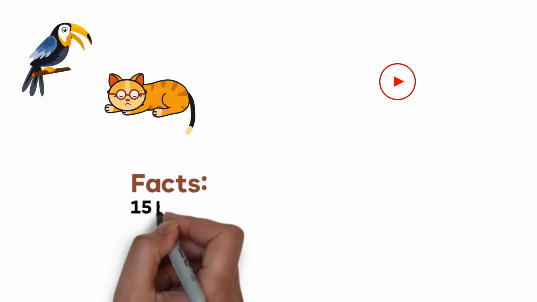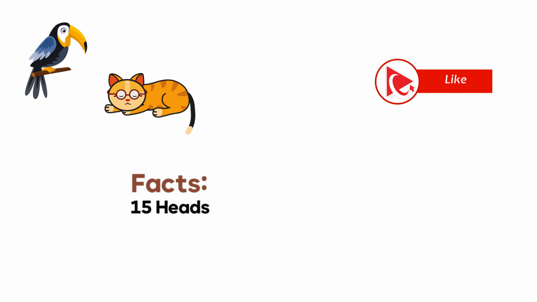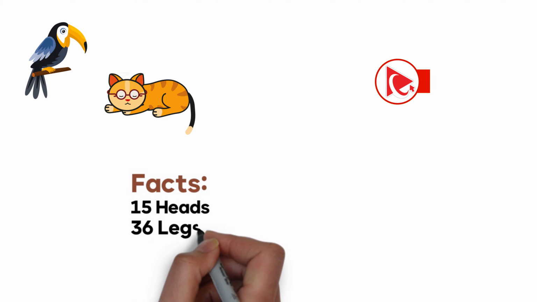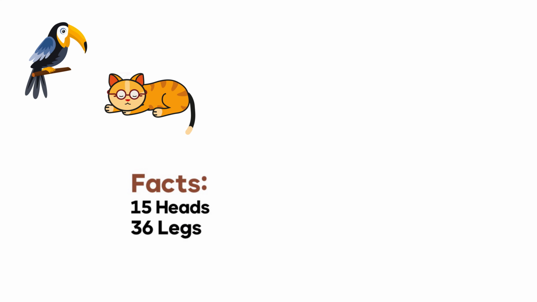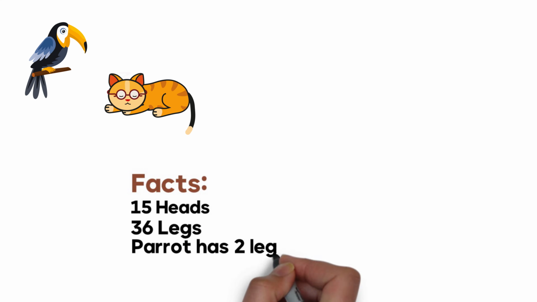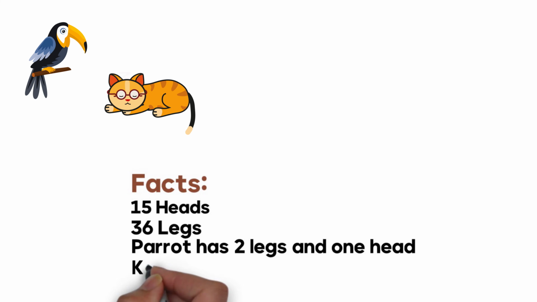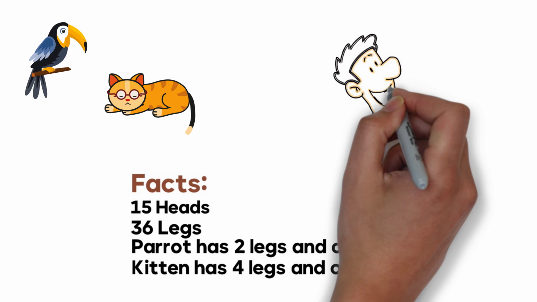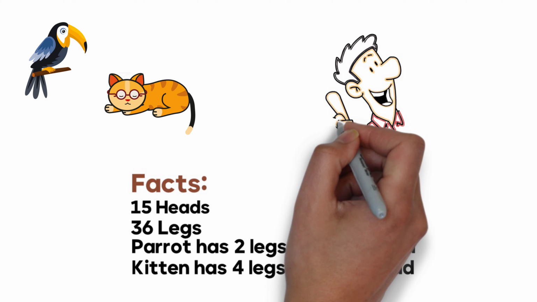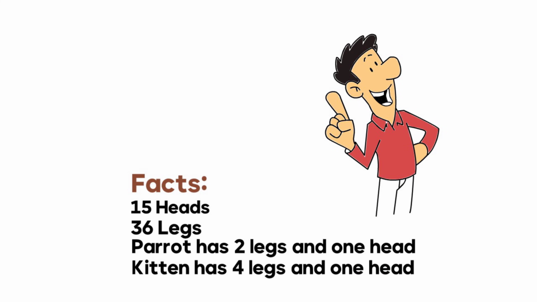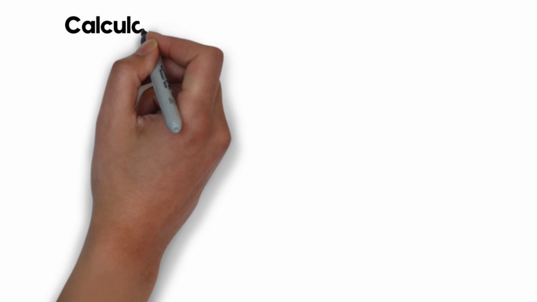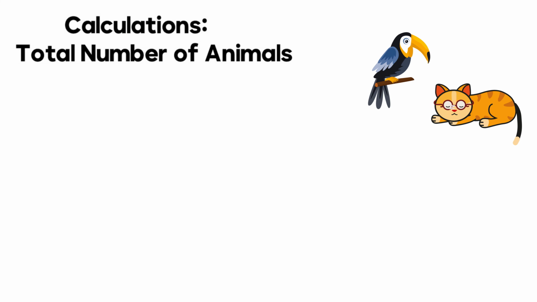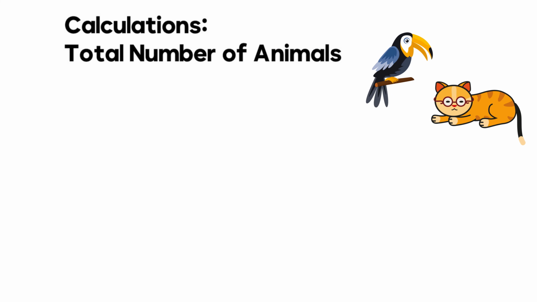We have 15 total heads of animals in the store. And we also have 36 legs. We also know that each parrot has 2 legs and 1 head, and each kitten has 4 legs and 1 head. In fact, both animals have 1 head, and unless it's a fairy tale, I don't know any animal that has more than 1 head. So number of heads can be used to calculate total number of animals in the store. Because there are 15 heads, there are 15 animals in the store.